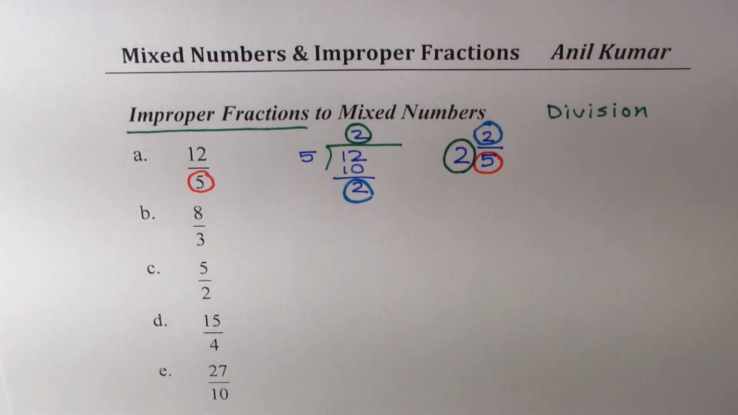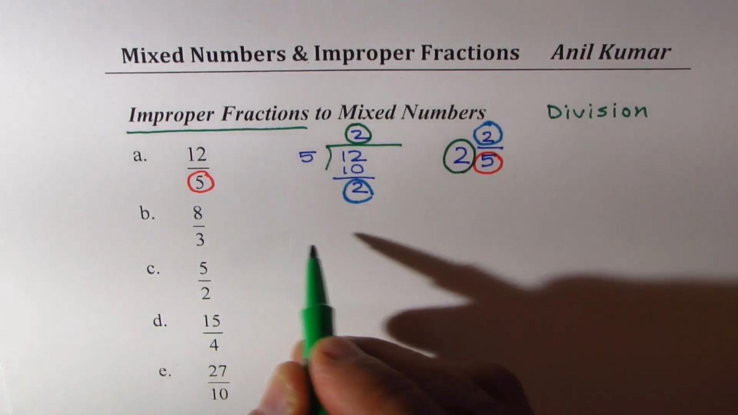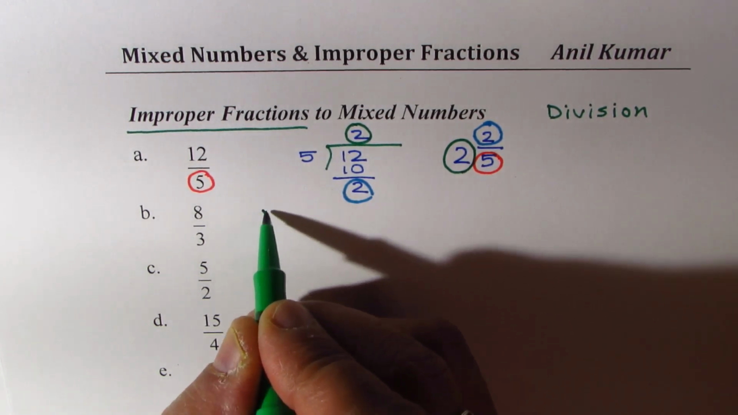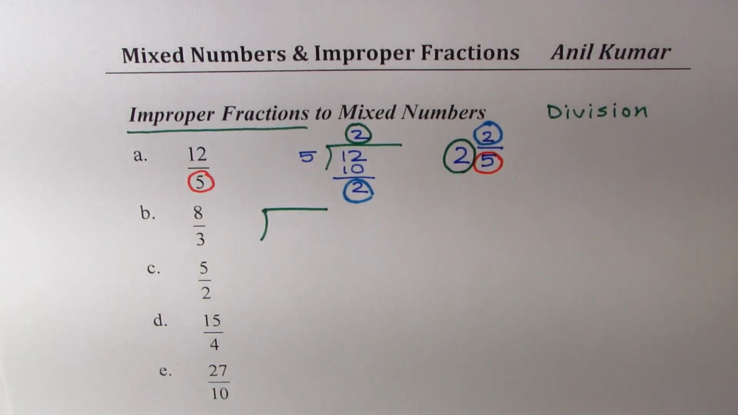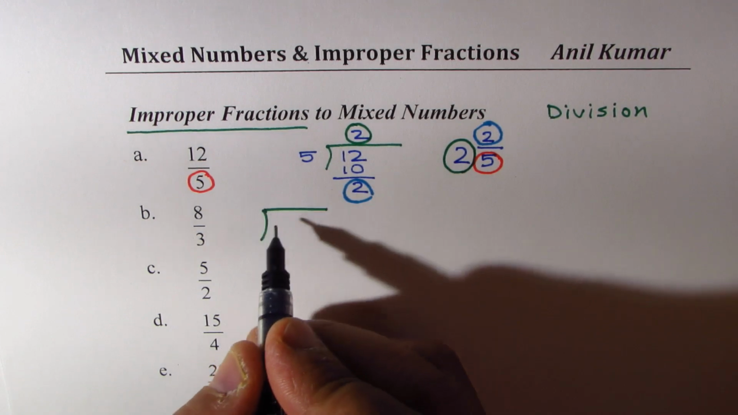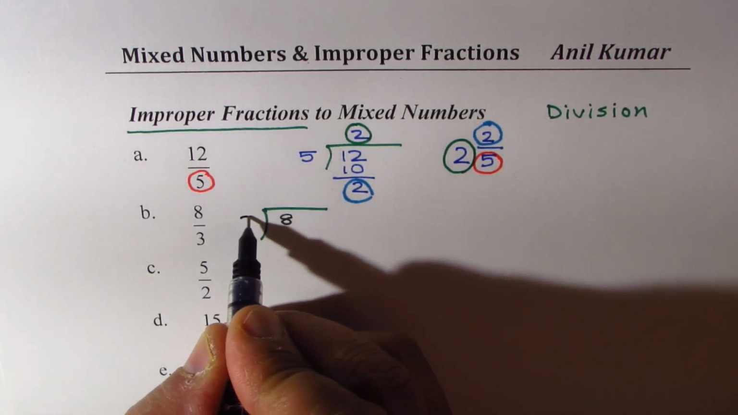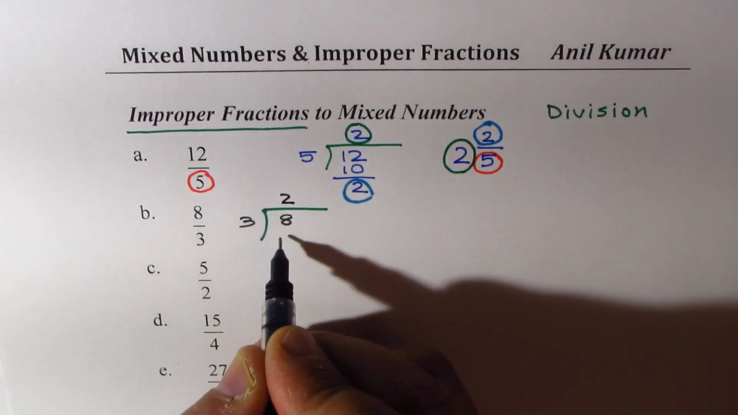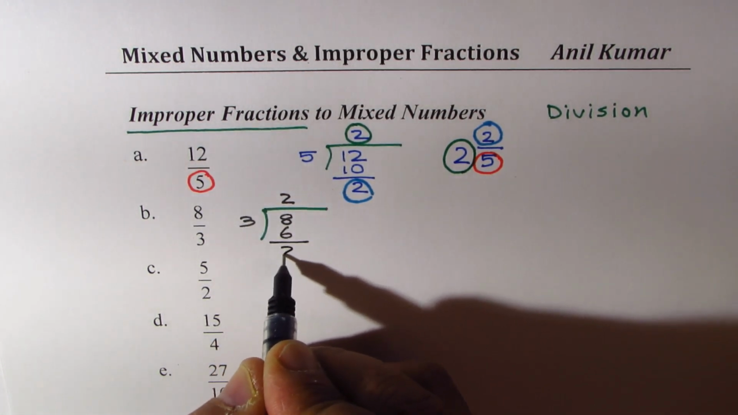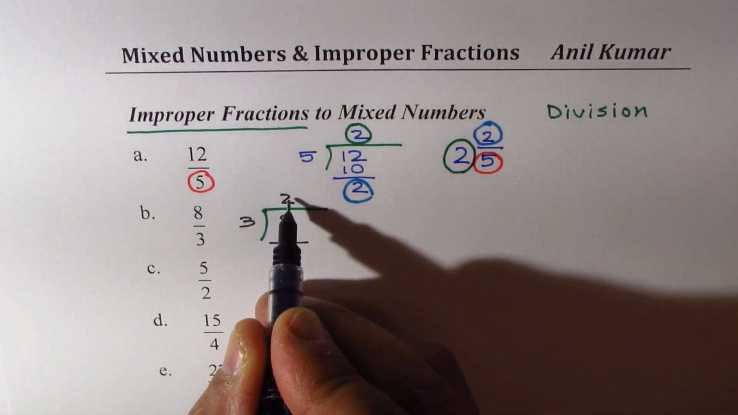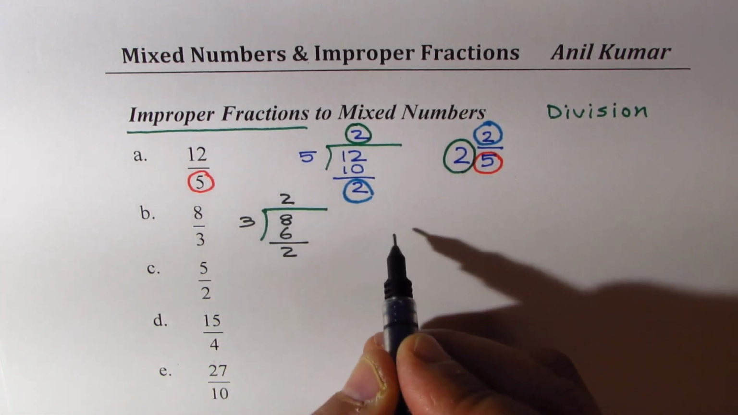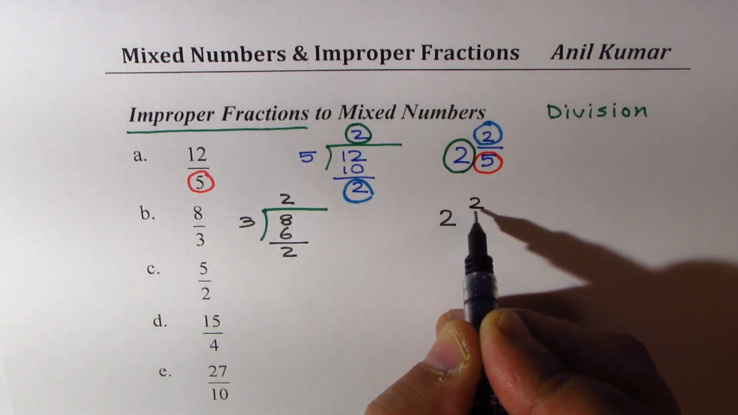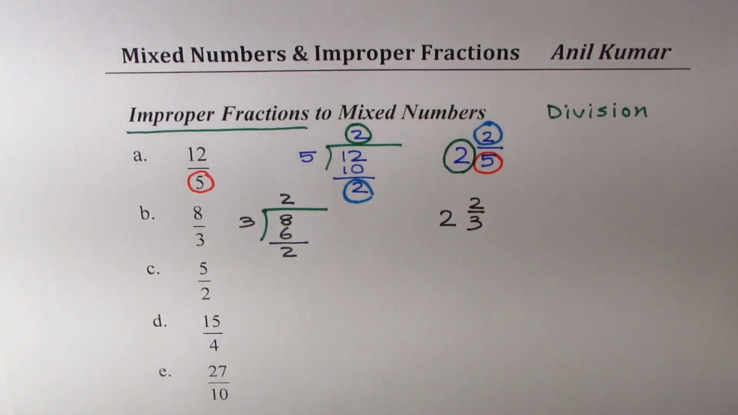Perfect. So let's do it once again for 8 over 3. So for 8 over 3, let's do it here. We are going to divide 8, the bigger number, by divisor, the denominator 3. 3 goes 2 times. 3 times 2 is 6. Remainder is again 2. So this time, since this 2 is the whole number, we'll write this as 2 whole, remainder 2 over 3. You get an idea.